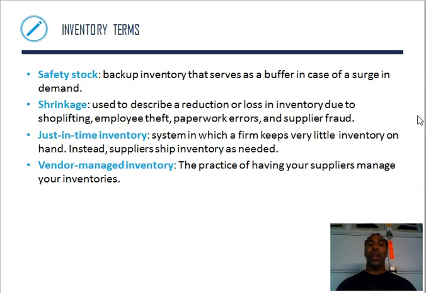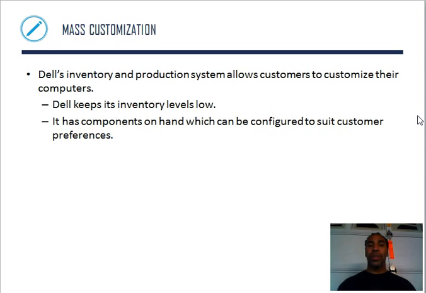Just-in-time inventory, which is very hard to do. A lot of companies try it, but they don't do it successfully. A system in which a firm keeps very little inventory on hand. Instead, suppliers ship inventory as needed. And vendor managed inventory, the practice of having your suppliers manage your inventories.